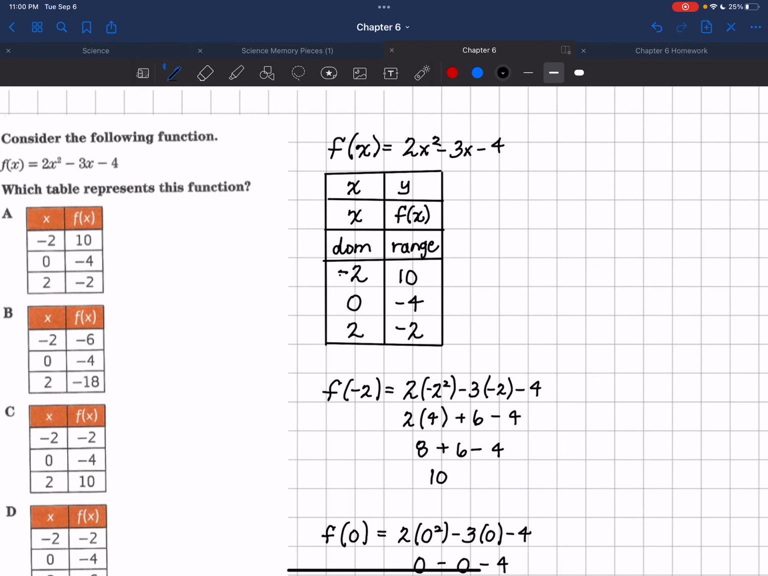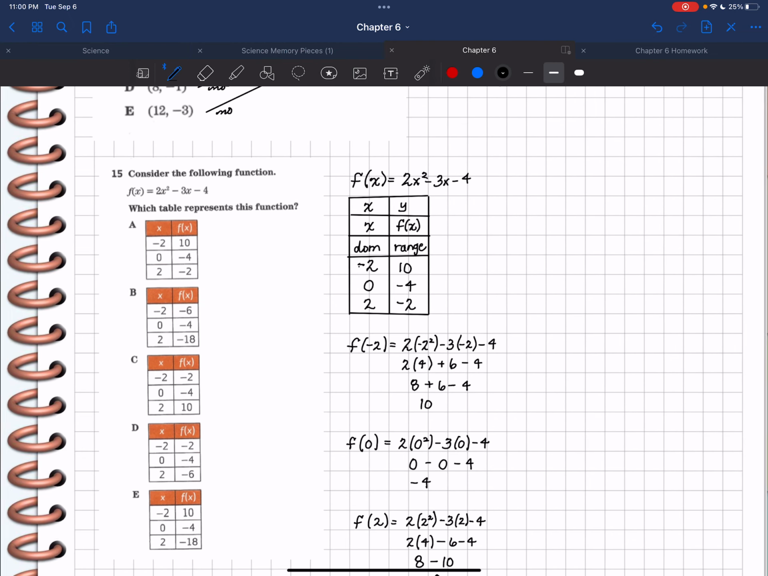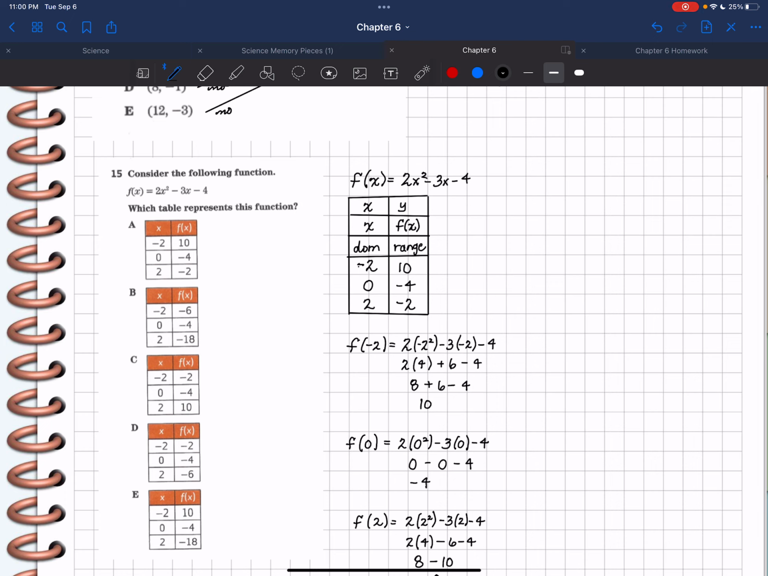Okay, we want to see which table matches our table. And I like A. That's the one that matches the values that we found when we did a table.